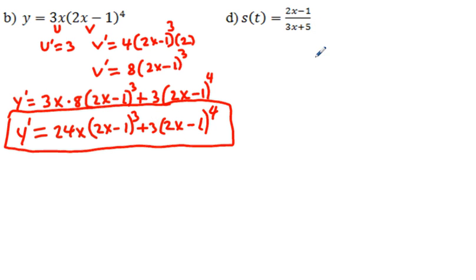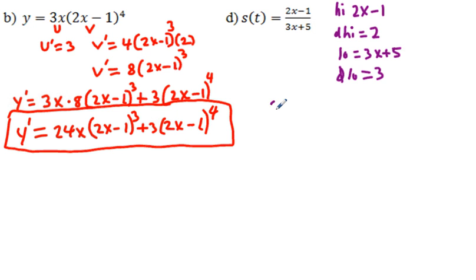Now let's look at problem D. We have s of t equals 2x minus 1 over 3x plus 5. And for this, we have the quotient of two functions. So we'll call our high function 2x minus 1. The derivative of our high is going to be 2, and low is going to be equal to 3x plus 5, and the derivative of the low is going to be 3.